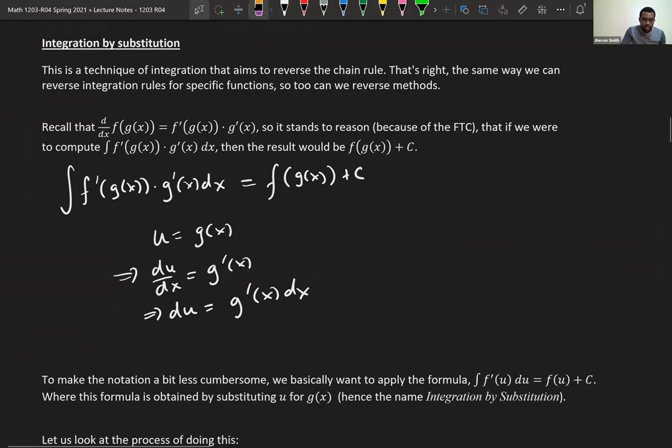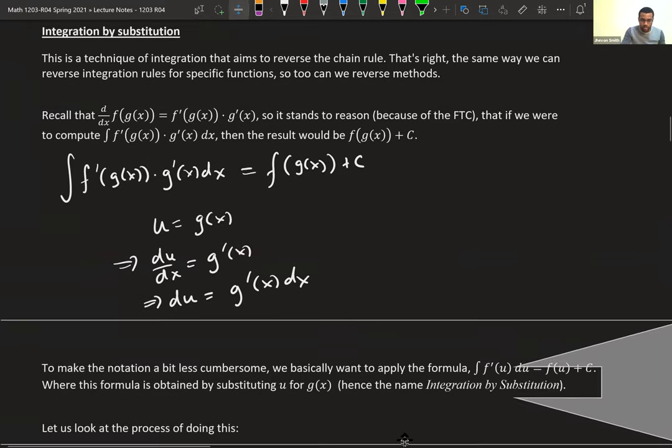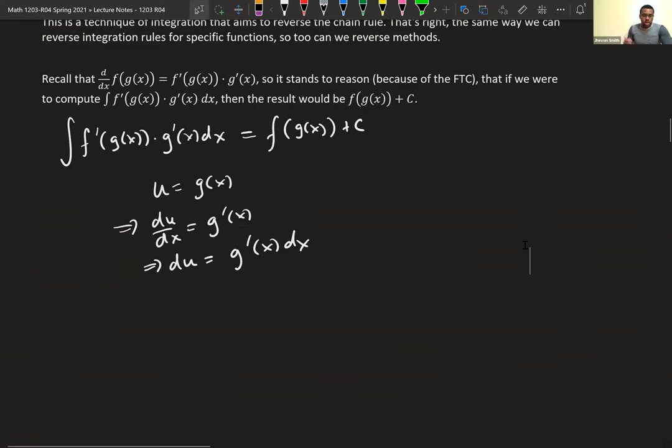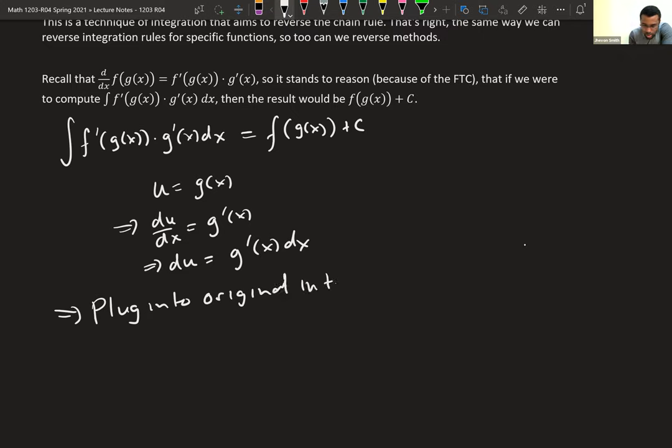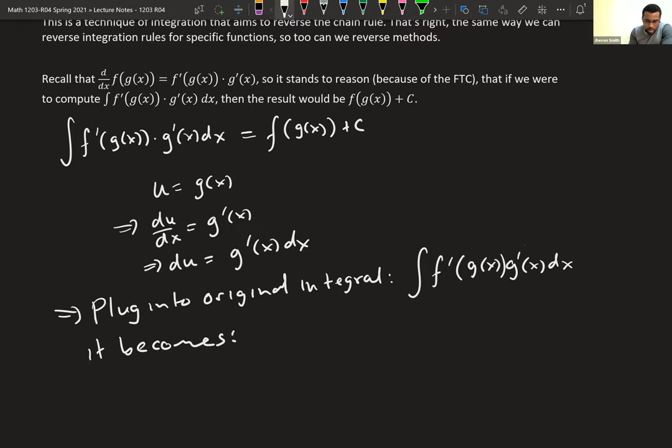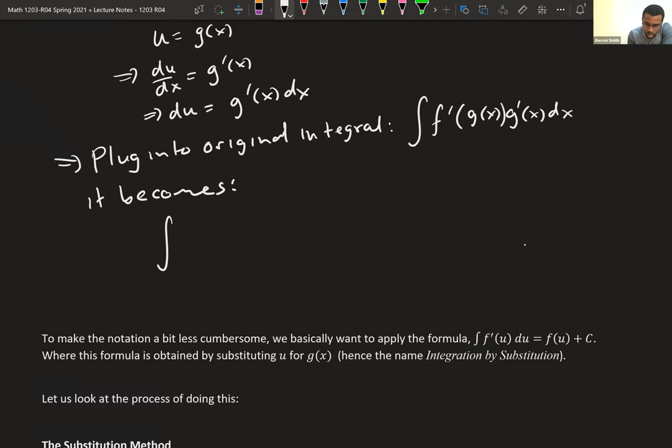And so what you can have here is that now when you plug into the original integral, namely this guy, it becomes f prime of u, because your g of x is u, and then your g prime of x dx is just du.